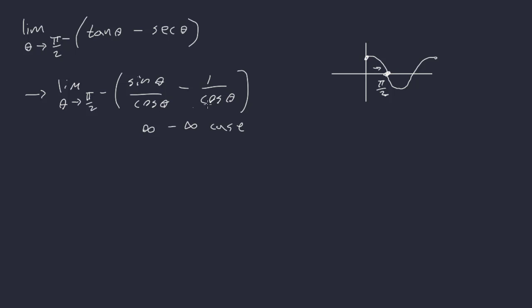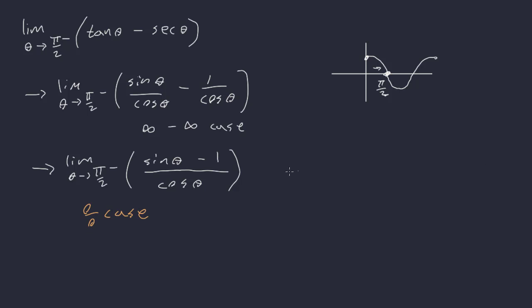However, I think it's fairly clear how we get this to be a fraction. Right? We have already a common denominator. This is going to be sine theta minus 1 all over cosine theta. And now we'll have a 0 over 0 case because sine of pi over 2 is 1. So we're going to get 1 minus 1 all over 0. So this is now a 0 over 0 case, which is what we need to apply L'Hopital's rule. Okay, so the derivative of the top is going to be cosine of theta, and the derivative of the bottom will be negative sine of theta.